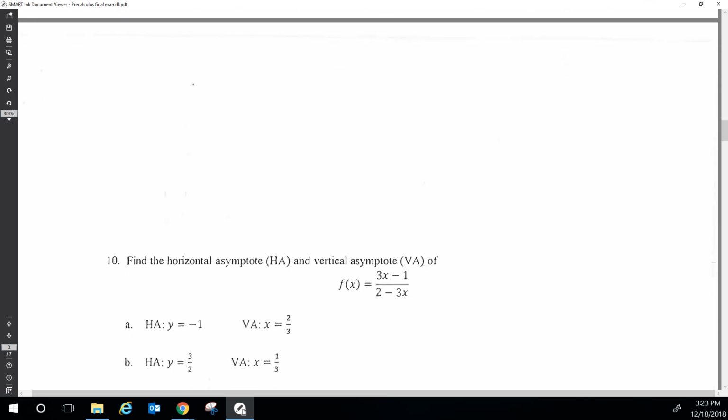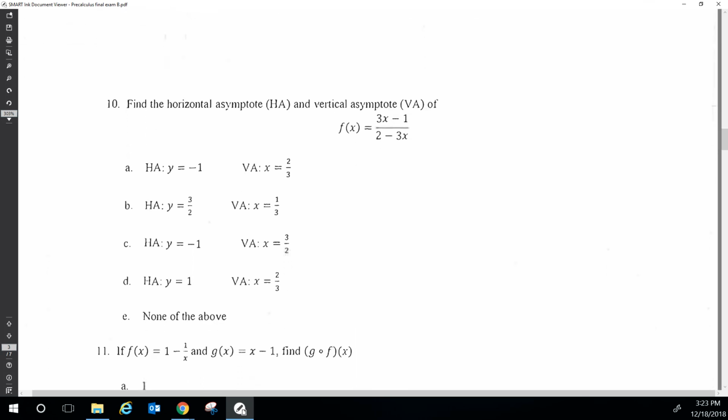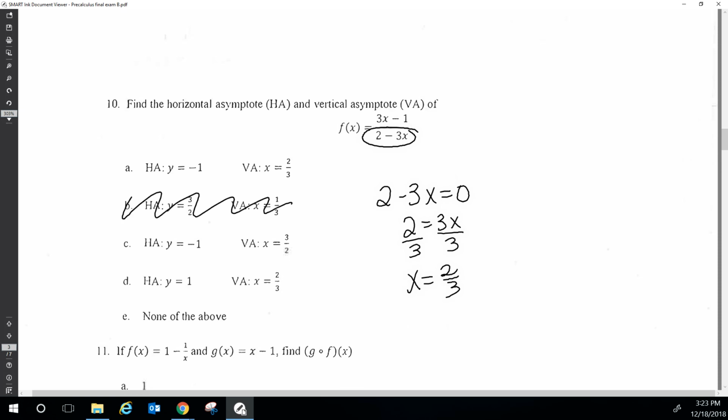Let's do one more, and then we'll move on to the next video. Find the horizontal asymptote and the vertical asymptote. Your vertical asymptote is what makes your denominator 0, unless you've got a hole, which we don't have for this one. So 2 is equal to 3x divided by 3. My vertical asymptote is at x equals 2/3. So I know automatically it's not going to be B, and it's not going to be C. It might be A, D, or E.